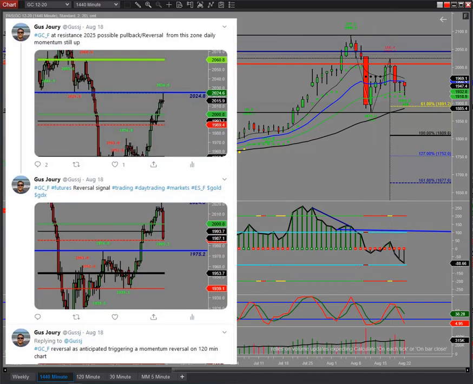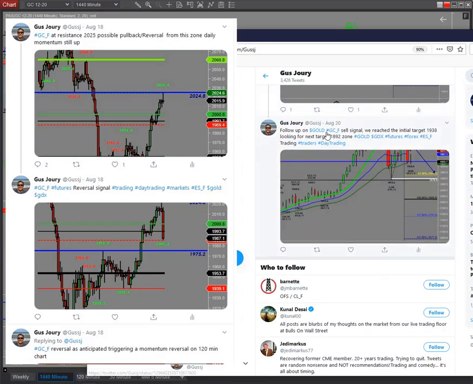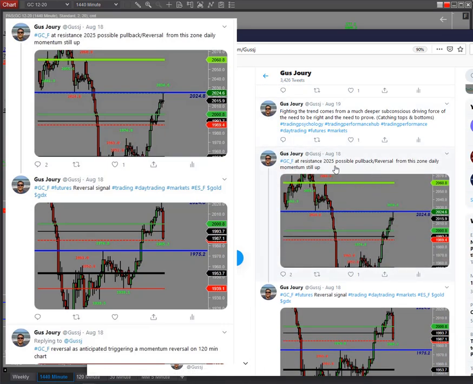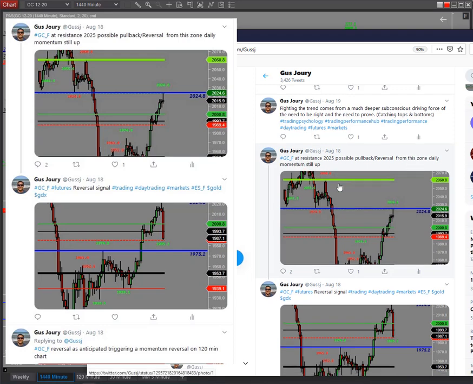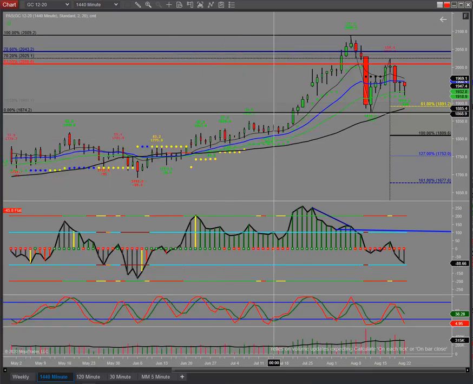And this is when I tweeted on my account. I said: resistance 2025, possible pullback reversal from this zone, daily momentum still up, reversal signal triggered. I'm going to go through that reversal signal as well.